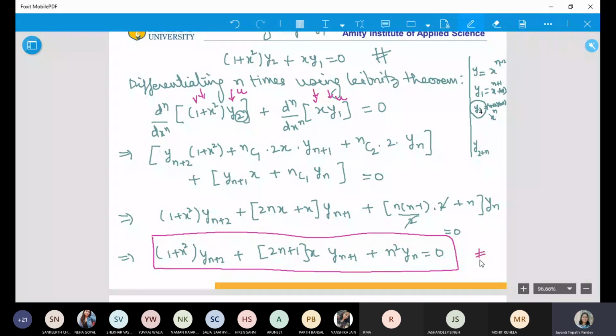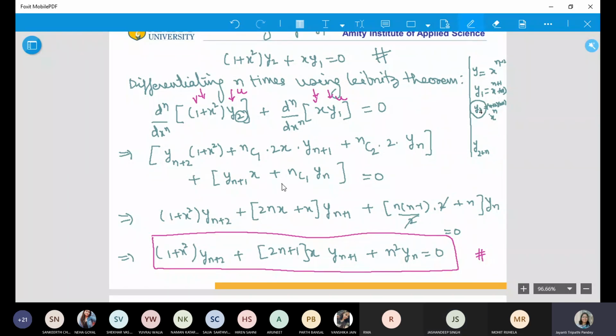Second part. Is it okay or not? Yes, ma'am. Everybody is comfortable with this? In the last we are left with n into n minus 1 plus n. So multiply n into n minus 1. This is n square minus n plus n, and n gets cancelled. Okay, ma'am.